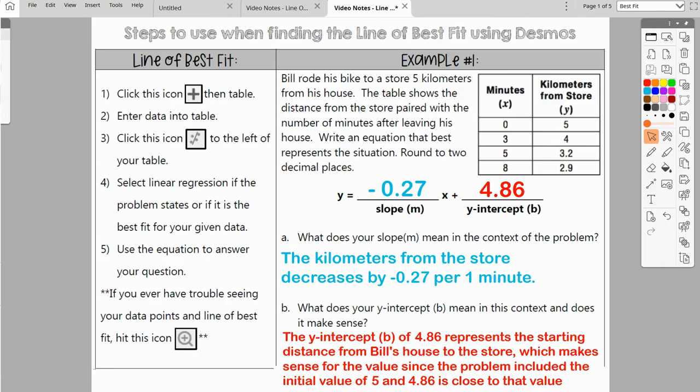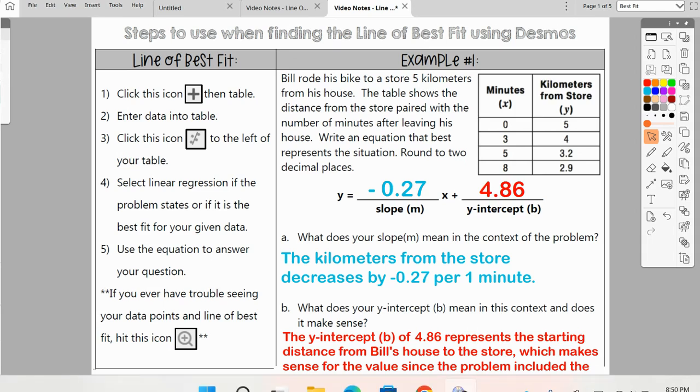If you ever have trouble seeing your data points in line of best fit, hit the little plus zoom fit option, it looks like a magnifying glass, to be able to see your data. In example number 1, we have Bill rode his bike to a store 5 kilometers from his house. The table shows the distance from the store paired with the number of minutes after leaving his house. Write an equation that best represents the situation. Round to 2 decimal places.